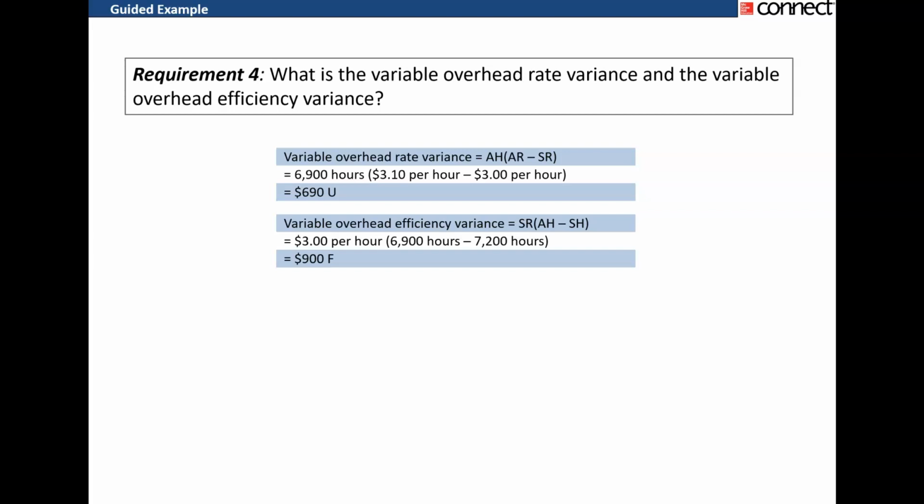Then for the overhead efficiency variance, they actually had 6,900 hours. What was budgeted was 7,200, which is good. They used less hours, and that's at $3 per hour. So with that is a $700 favorable variance.